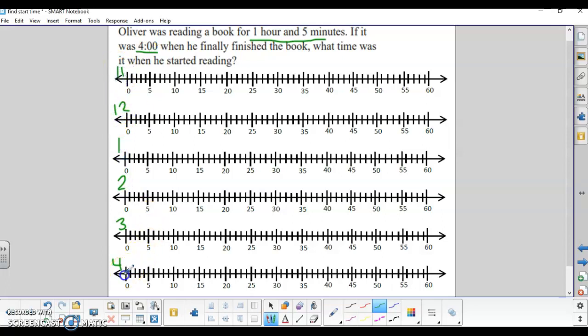He ended at 4 o'clock. He read the book for 1 hour and 5 minutes. We need to go back 1 hour. That's here. And then we need to go back 5 minutes. Notice, because we were at 3 o'clock, I had to go to the 2 hour and go back 5 minutes from there. So it is 2:55 when he started reading his book. All right, we're going to do one together.